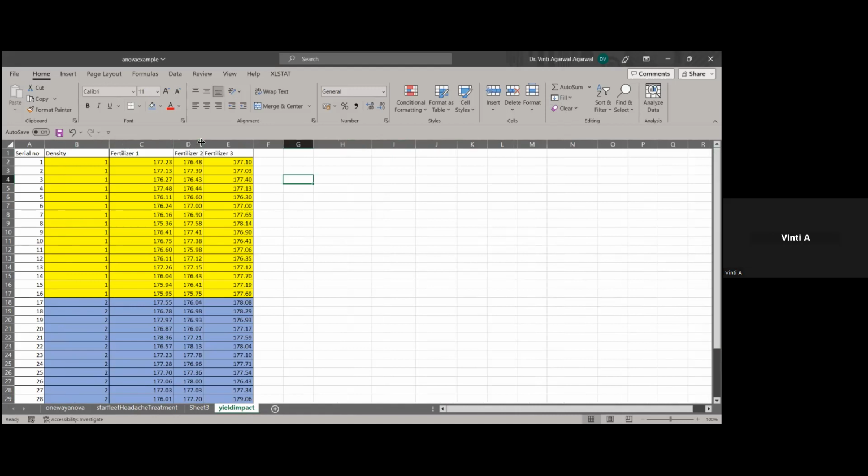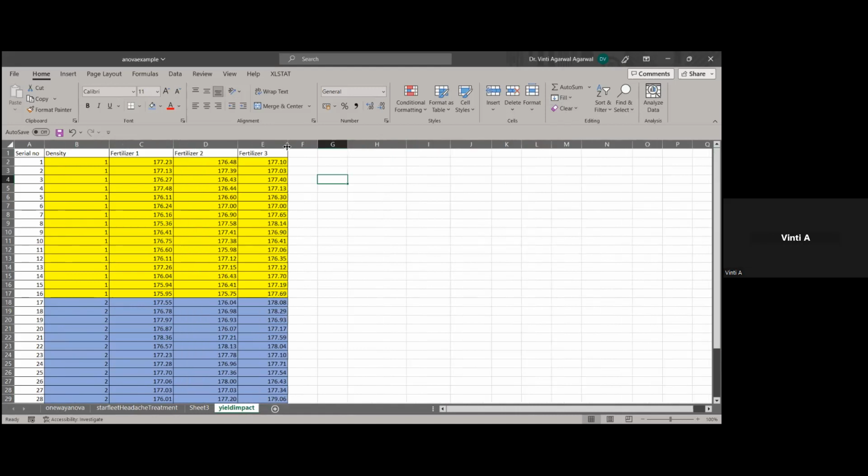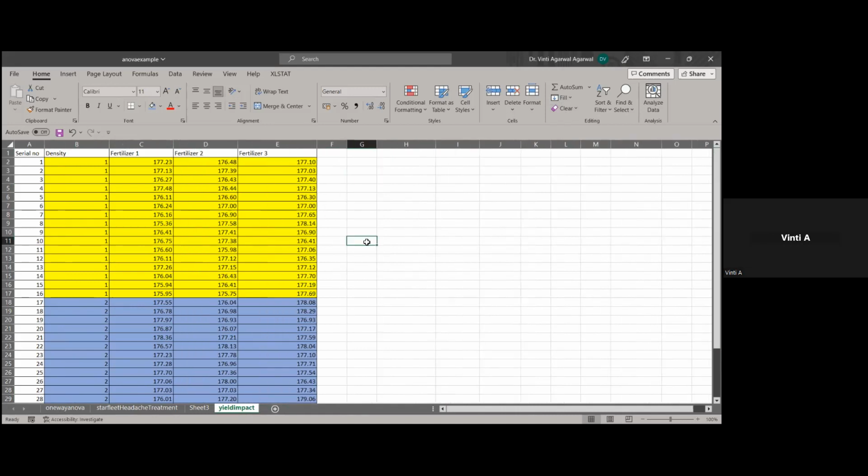So here we were looking at crop yield. We were looking at crop yield across fertilizer 1, fertilizer 2, and fertilizer 3. So there were three types of fertilizer, and this is the measure of the crop yield.